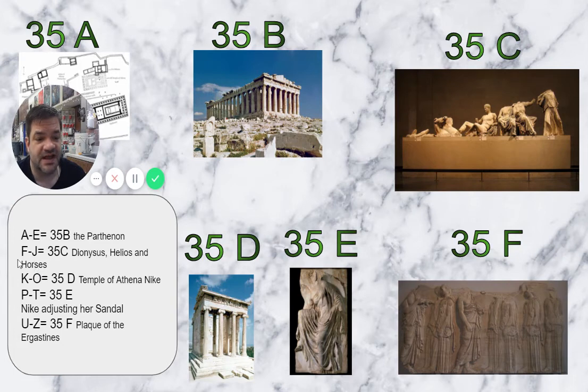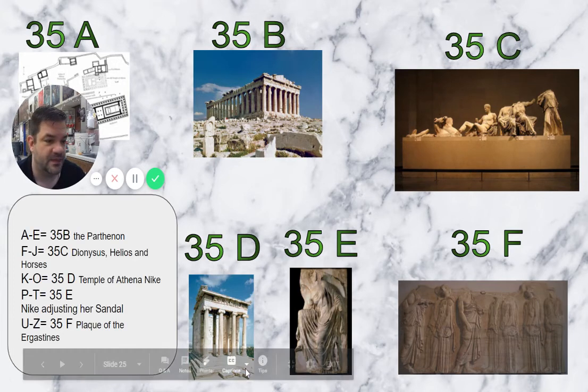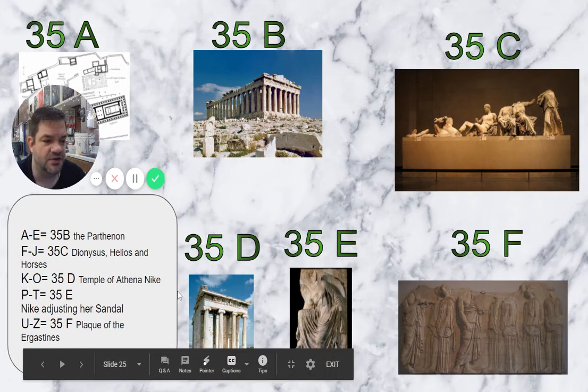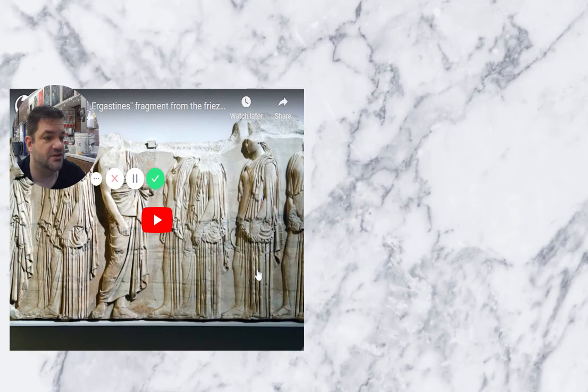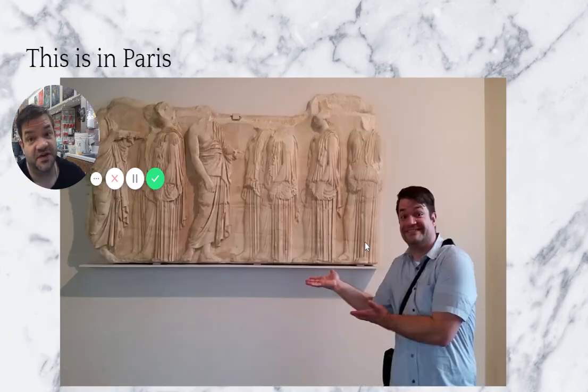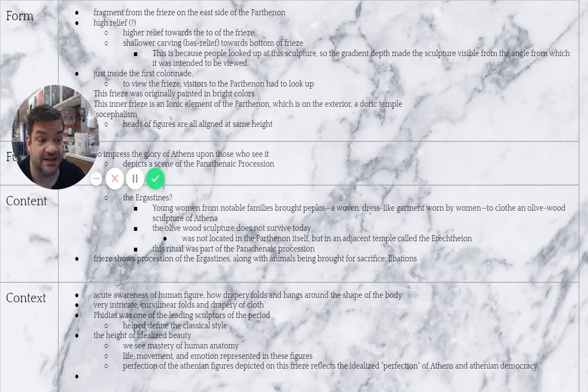If your last name falls F to J, you're going to come over here to Dionysus, Helios, and the horses. Click here instead. Same thing. If your last name falls K through O, you're going to go to the Athena Nike temple. If you're P through T, click on Nike adjusting her sandal. And if your last name falls U through Z, click on the plaque of the Ergastes. It'll jump you here. There's a video to watch, photographs of me with the plaque of the Ergastes, and some notes to take.